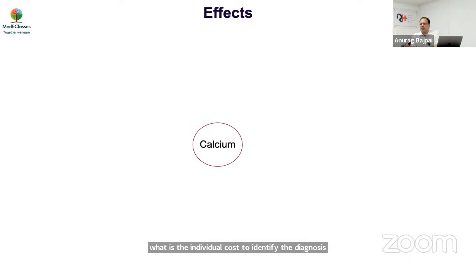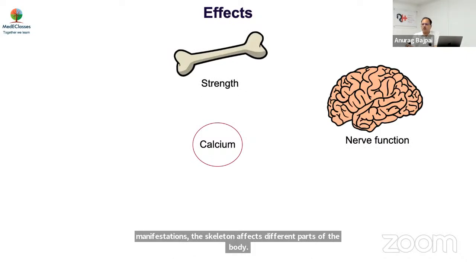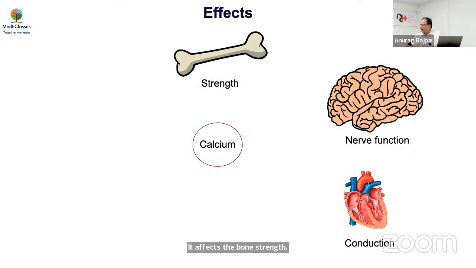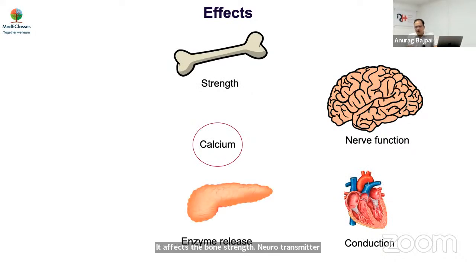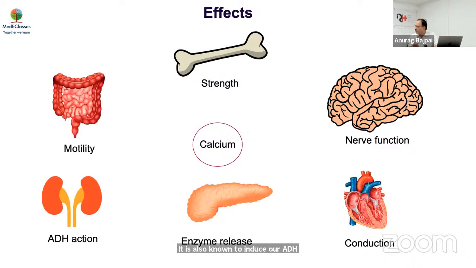So hypercalcemia will have multiple manifestations as calcium affects different parts of the body. It affects the bone strength, neurotransmitter stability and nerve function, cardiac contractility and conduction, release of enzymes. If your calcium levels go up, you will have release of more enzymes, which may result in a pancreatitis-like situation. It is also known to induce ADH resistance, causing a nephrogenic DI situation, and affects gut motility.